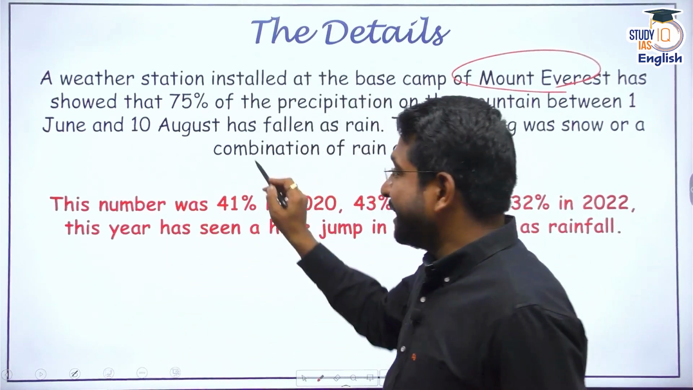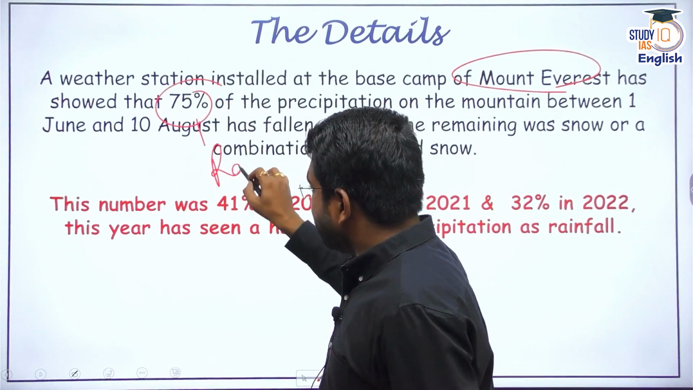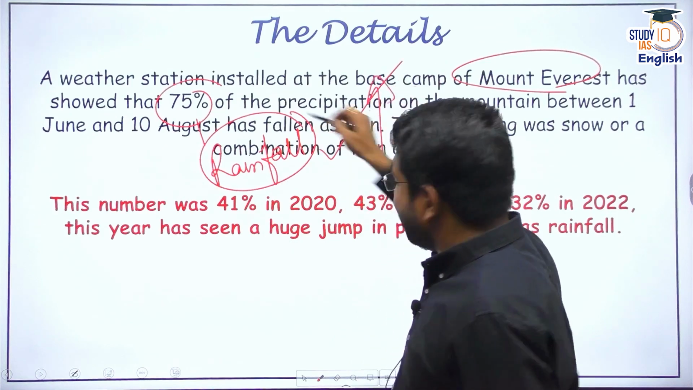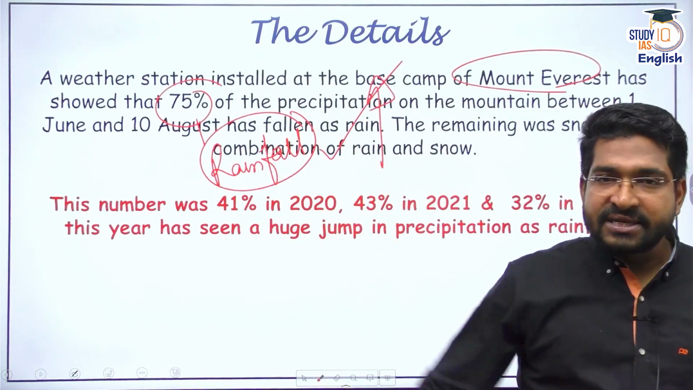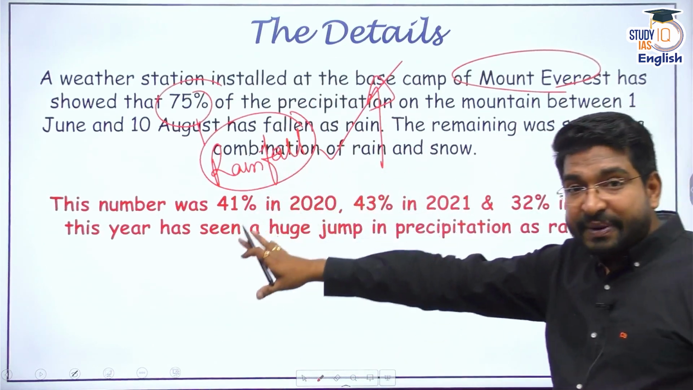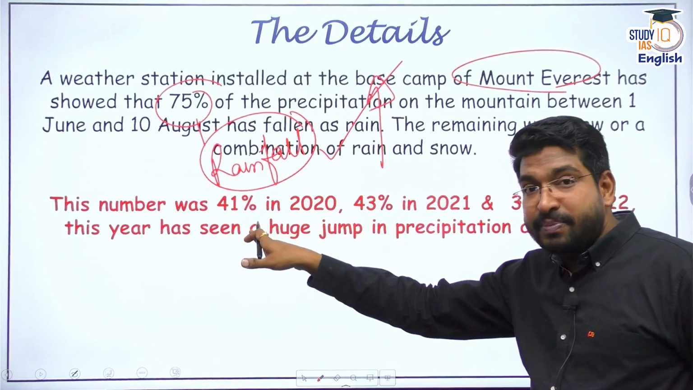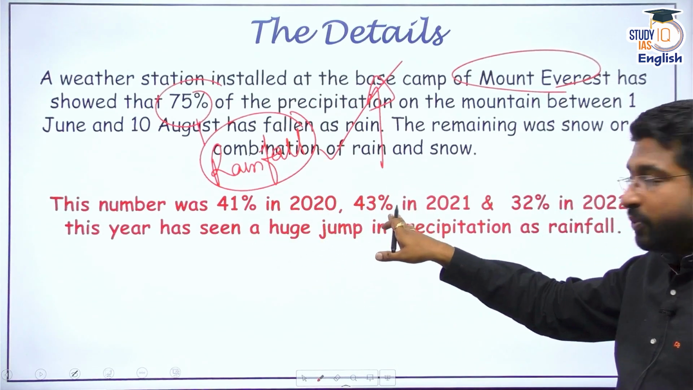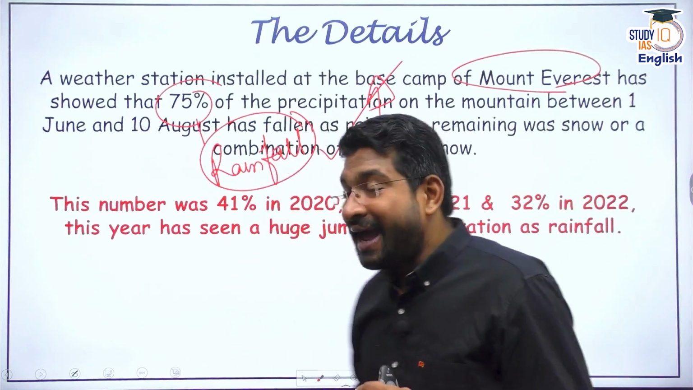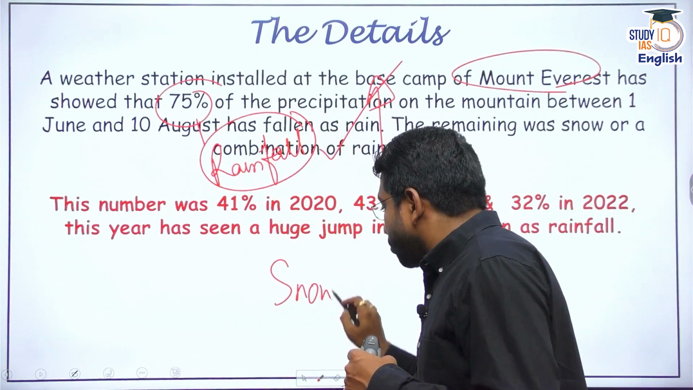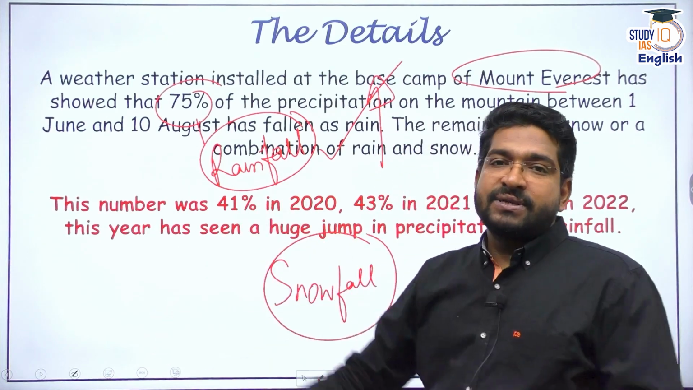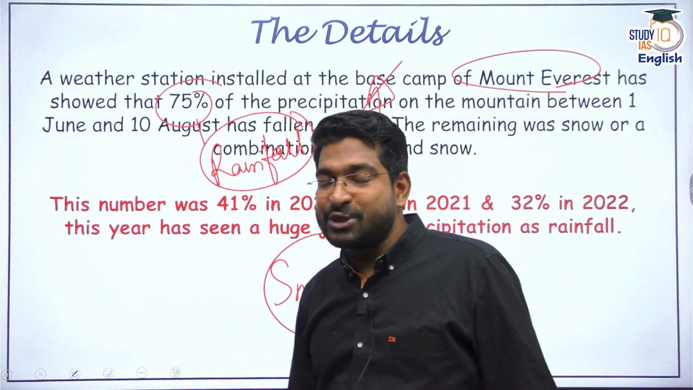75% of precipitation, it is in form of rainfall. That means this monsoon season, snowfall is less and rainfall is quite heavy. The same number for previous years was quite lower. If you look at the numbers, the precipitation in form of rainfall was 41% in 2020, 43% in 2021, 32% in 2022. That means rainfall is lesser and snowfall is more. Snowfall is more. But now things have reversed. Why? Again, because of climate change, because of other factors.